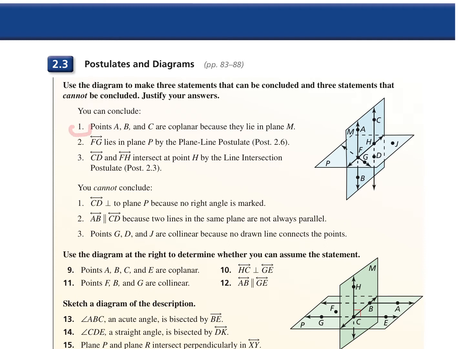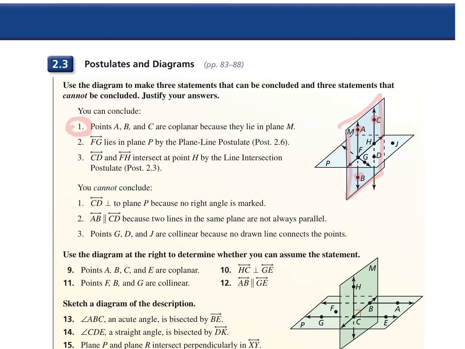Like number 1, what you can conclude. Points A, B, and C are coplanar because they lie in plane M. So M is this one, and A's here, B's here, and C's here. They're all in that plane, so that's why you can conclude that. So you could say, yes, that's true. Things like that. So be able to decide what you can and can't conclude given a diagram.